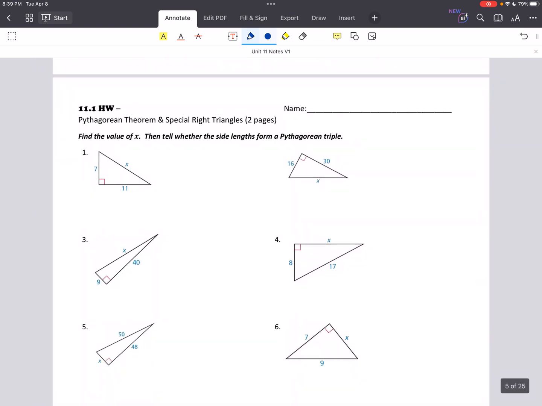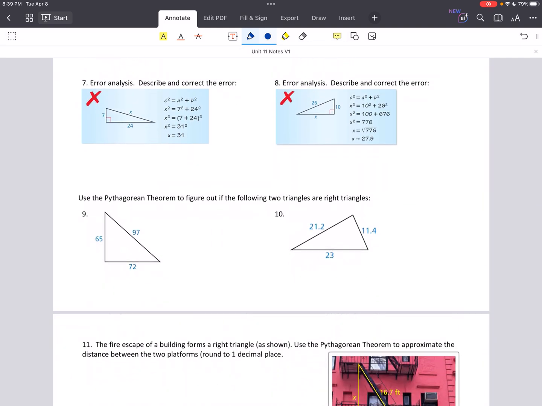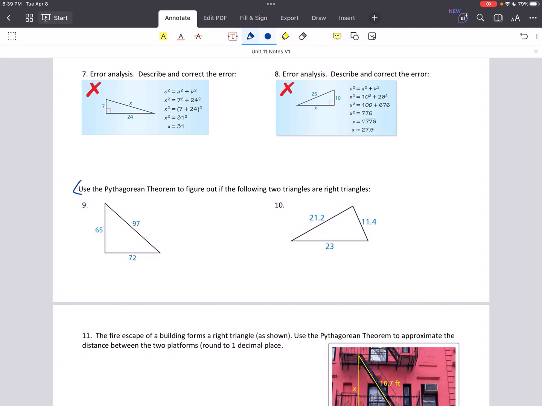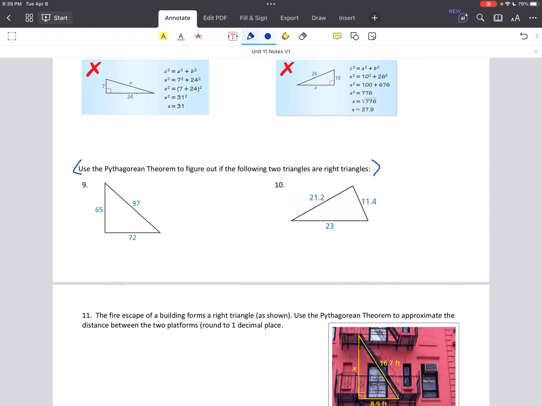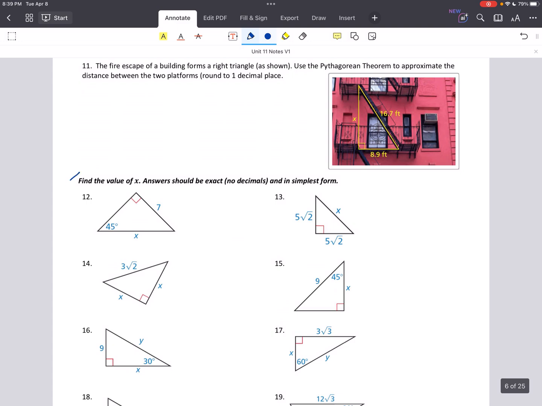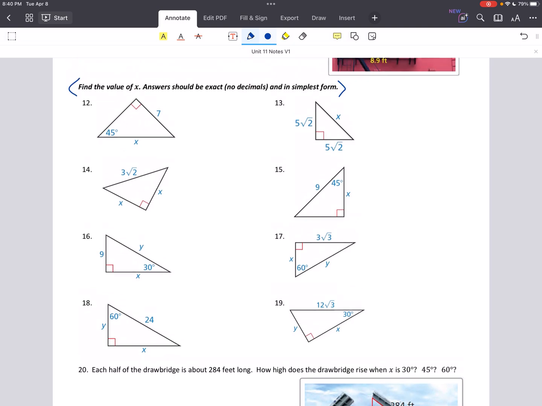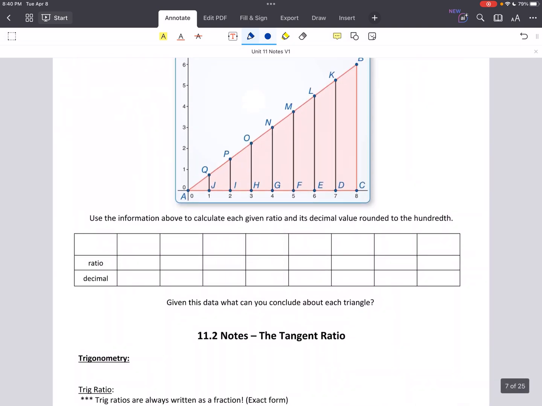Okay, you guys have your homework. We're going to do the Pythagorean theorem, and you're going to do some special right triangles. So make sure you are looking for this. Then you're going to use the Pythagorean theorem to figure out if the following two triangles are right triangles. See if you can figure out how we want you to do that. Then down here, number 12, this is where we have special right triangles. I think we fixed your instructions to do that, but you guys should be able to do this.